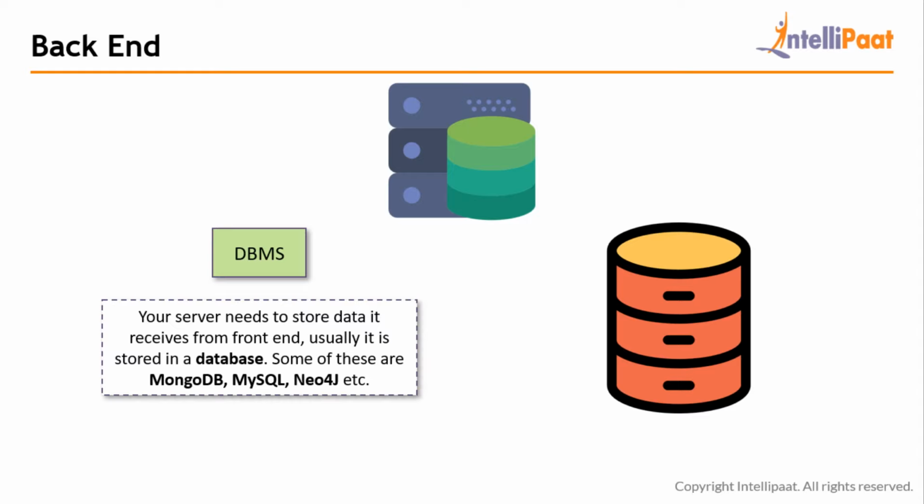So there are many databases available. Some of them are MongoDB, MySQL, Neo4j. MySQL is an SQL database, while MongoDB and Neo4j are NoSQL databases. So you do need to be aware of the differences between the two and when you should use one over the other, and how you can use these or one of the chosen databases with the language that you chose or the framework that you chose.